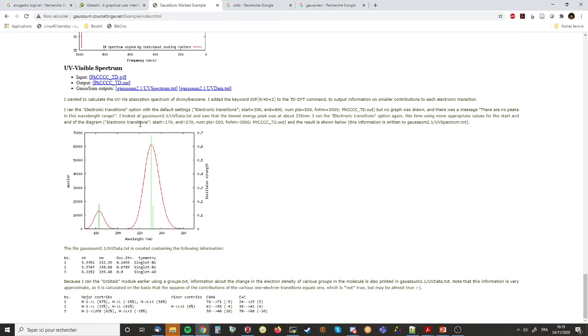So you will have this, and it will create two outputs: the UV spectrum text and the UV data. UV data is a table, like you have in your report, that tells you each transition and its probability, and the UV spectrum is this Gaussian with the same broadening. That means you will be able to get the information and compare with the experimental data, for example.